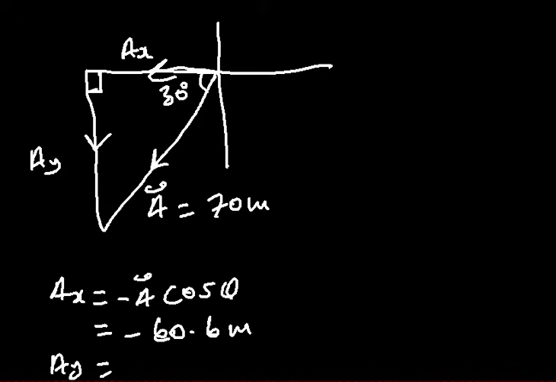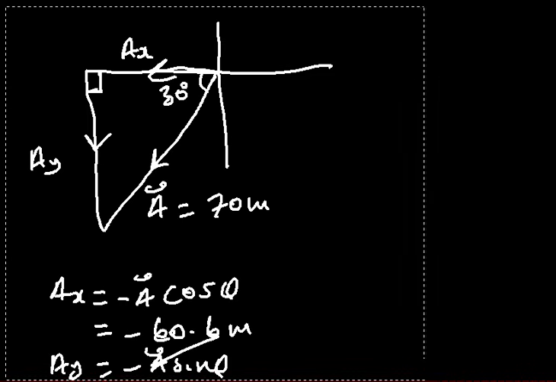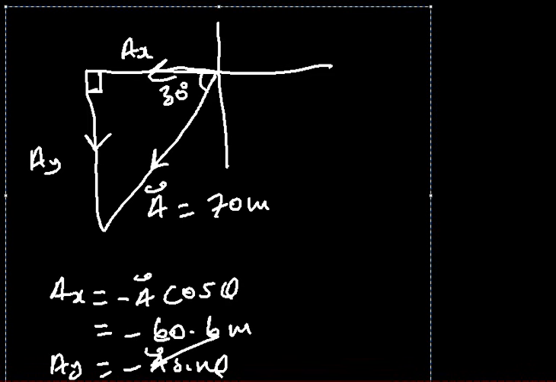It is pointing downwards, so it will also be negative. So opposite over hypotenuse, that is sine. So Ay will be given as negative vector A sine theta, of which you can work out there. So the direction of your components matters a lot. So be careful about that one.